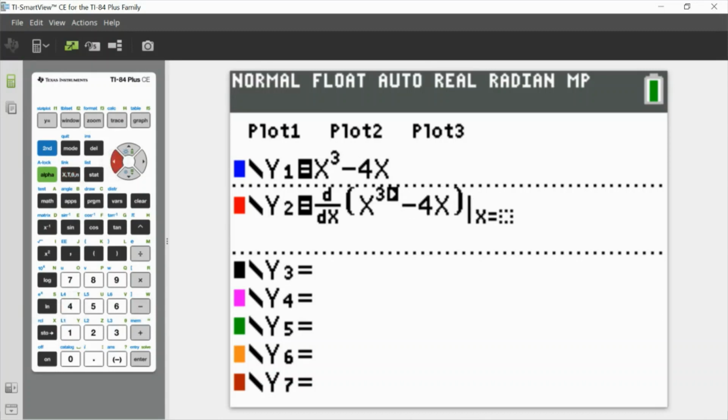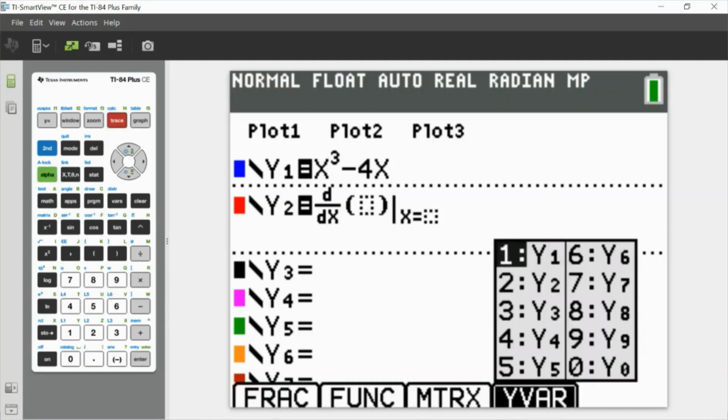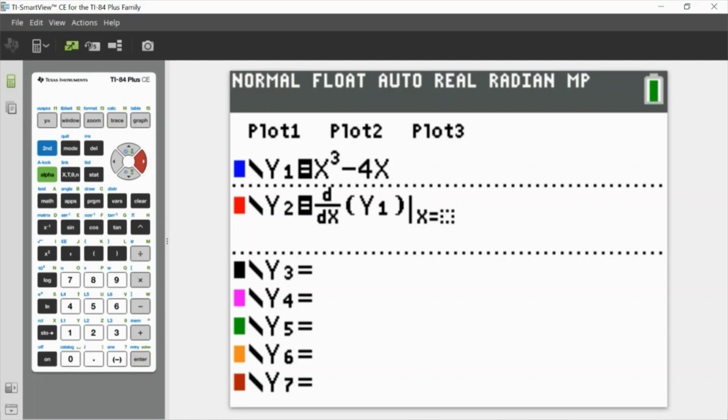The easier way to do this, rather than having to enter all of that notation again, is to actually just say, rather than entering the function that's already programmed in for y1, I'm just going to pull up y1. If I hit alpha and trace, that gives me a shortcut to these functions that I've programmed into the calculator. The one that I've programmed in is y1, so I'm going to select y1. So now it's telling the calculator, take the derivative of y1. We're going to evaluate this right now for all values of x.